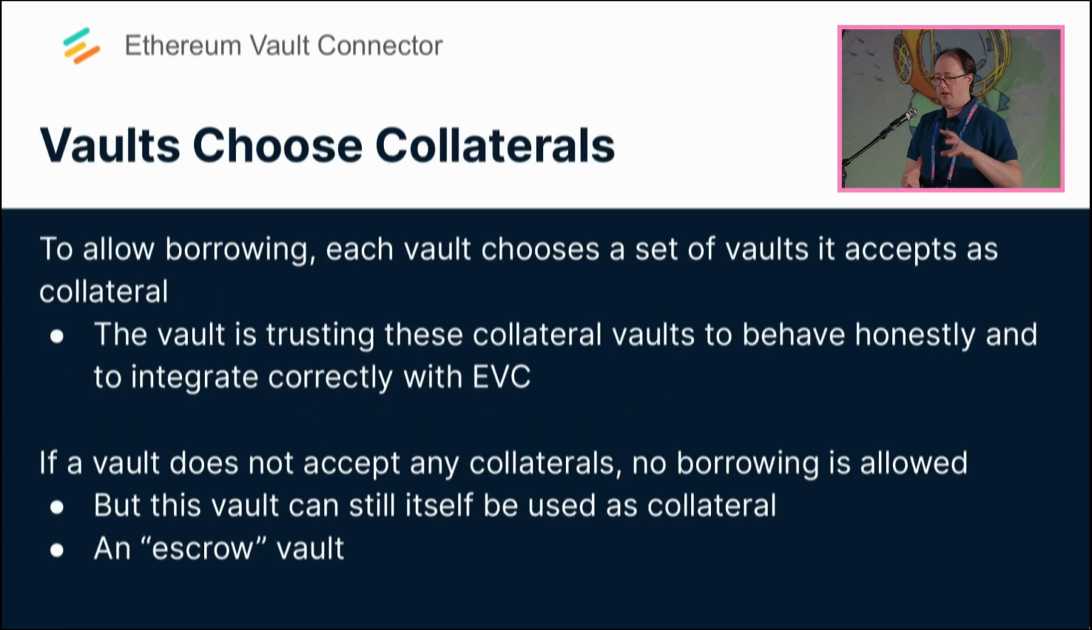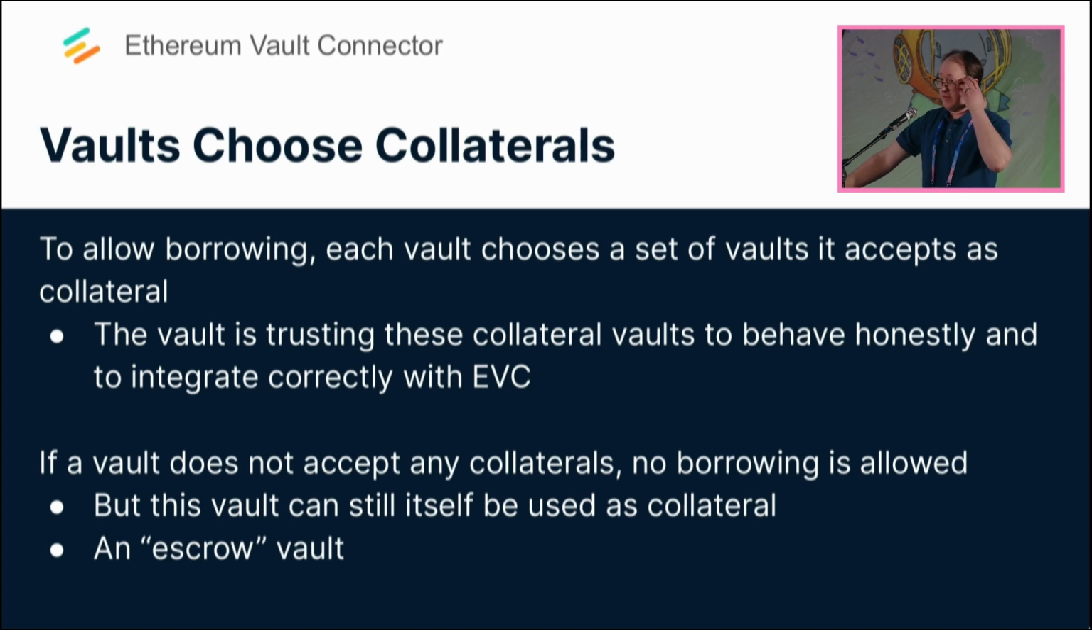The other side of the trust dimension is that the vaults are trusting their collateral. They're trusting that these are well-behaved tokens that aren't acting maliciously and will integrate correctly with the EVC as well. The way it works is that usually vaults are configured to accept only a subset of vaults, a particular list of vaults, as the allowed collateral. If anyone adds any other vault to the collateral set, that will be ignored for the purpose of determining if a loan is healthy or not.